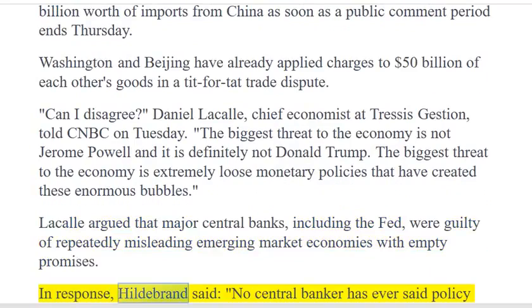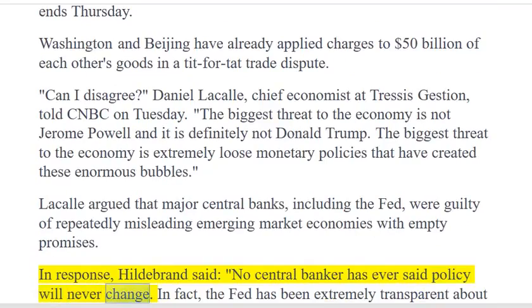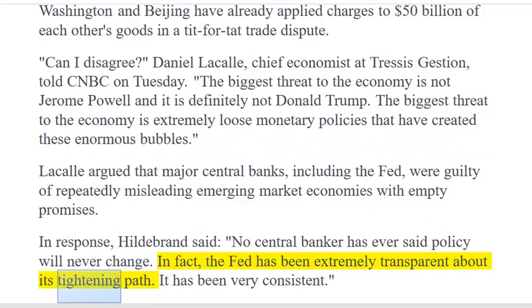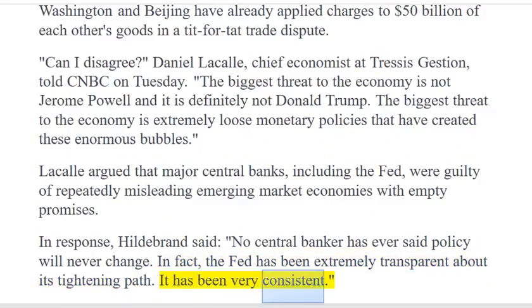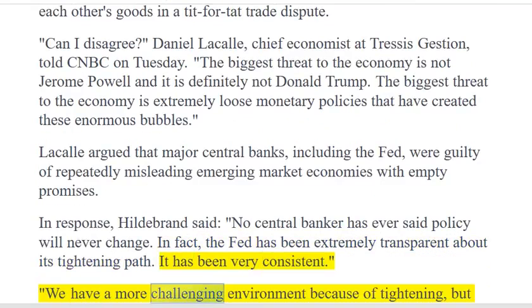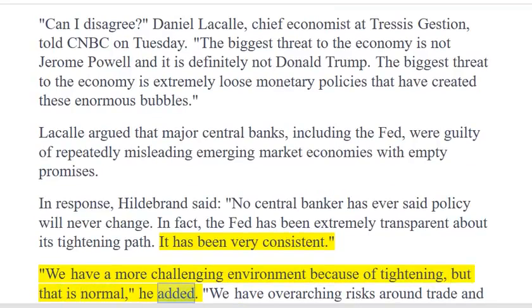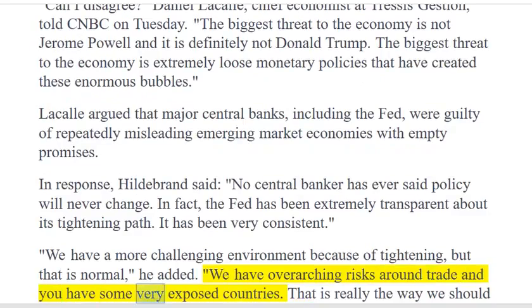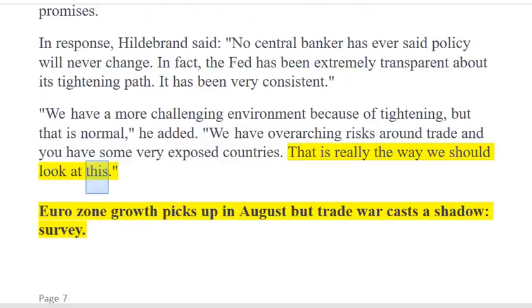In response, Hildebrand said, "No central banker has ever said policy will never change. In fact, the Fed has been extremely transparent about its tightening path. It has been very consistent. We have a more challenging environment because of tightening, but that is normal," he added. "We have overarching risks around trade, and you have some very exposed countries. That is really the way we should look at this."